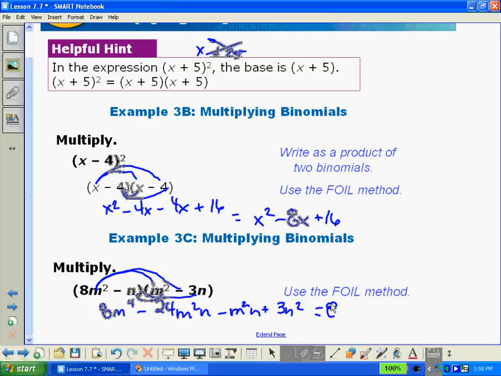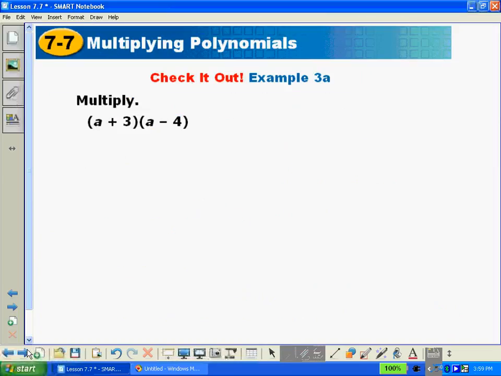Combine the like terms, you have 8m to the 4th, negative 24m squared n minus m squared n is negative 25m squared n. And then you still have the plus 3n squared. So that is the FOIL method, when you multiply binomials times binomials. If you want to try this one on your own, you can try this.